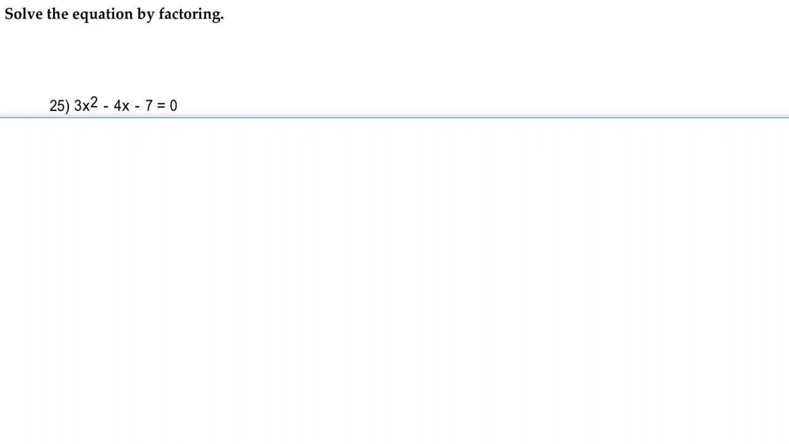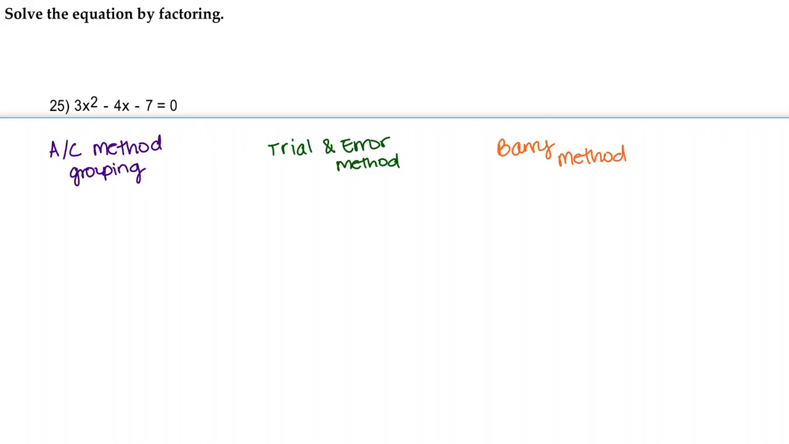So we're going to go over three different methods: the AC method or the grouping method, the trial and error method, and the Berry method. First and foremost, in the AC method, we're going to start off by writing down our equation.